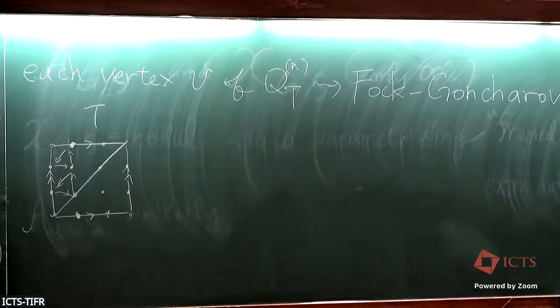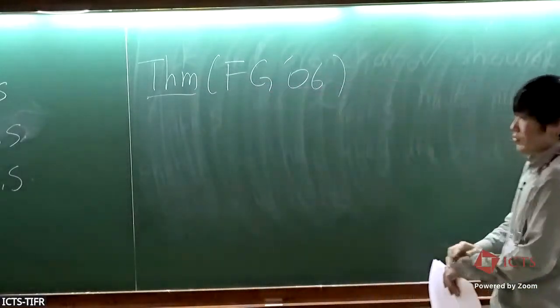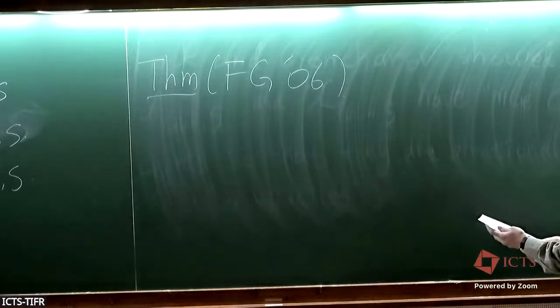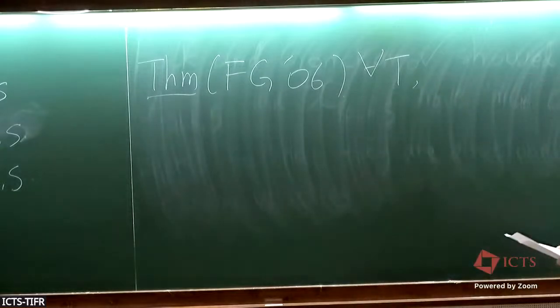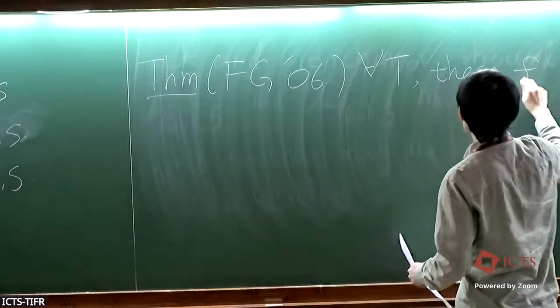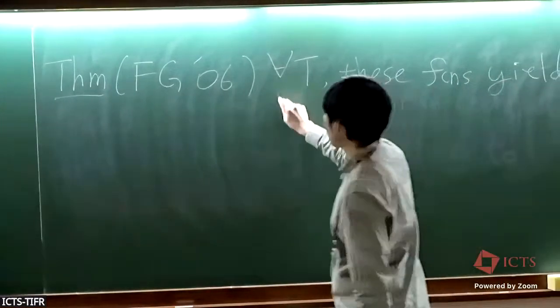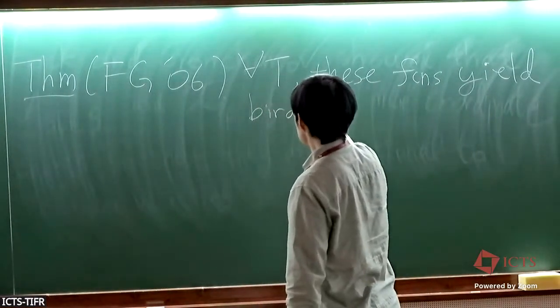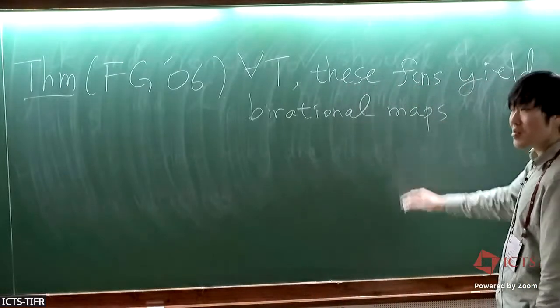So let me write the statement down and then explain it more. One theorem by Goncharov, publication year is 2006, I believe. So for every choice of ideal triangulation, these coordinate functions yield birational maps. Meaning that they're not exactly bijection, but almost.